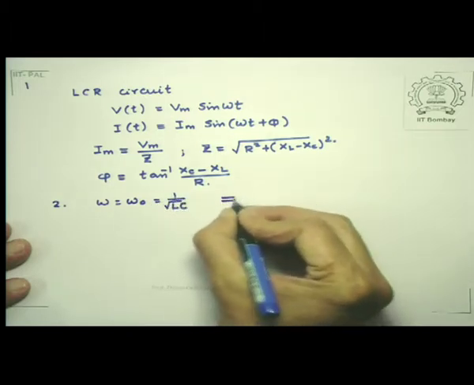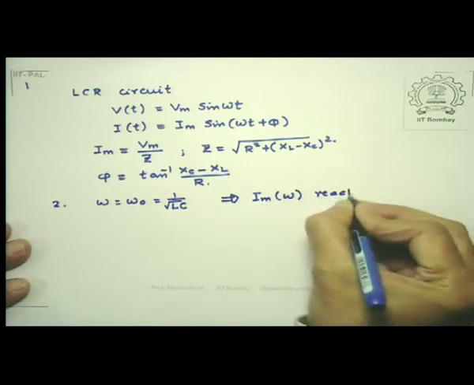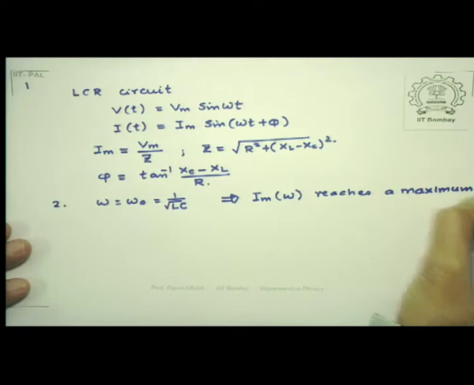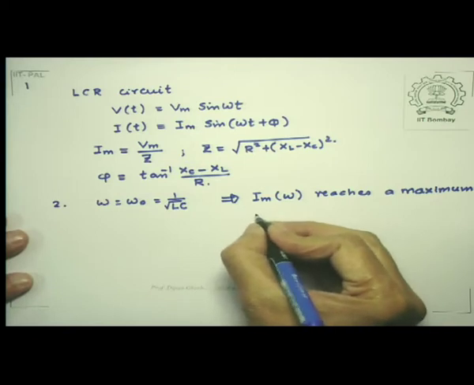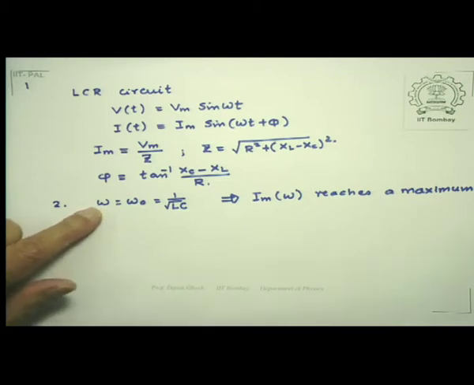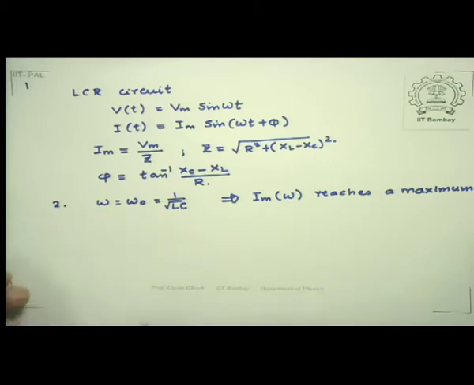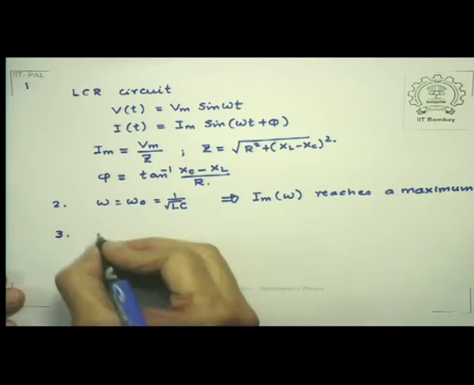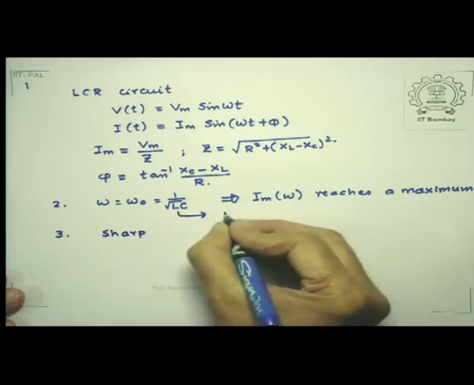This is when Im as a function of omega reaches a maximum, and this frequency omega 0 is known as the resonant frequency. Of course, this is the angular frequency, and the corresponding linear frequency is related to this by division by 2 pi. Having done that, we discussed what is known as the sharpness of resonance. So this was resonant frequency.